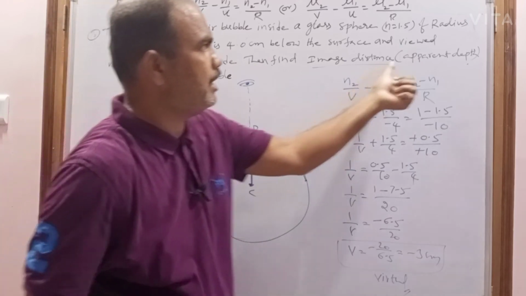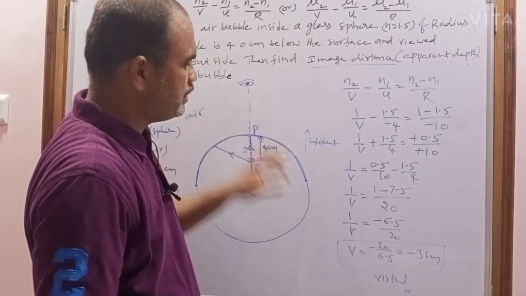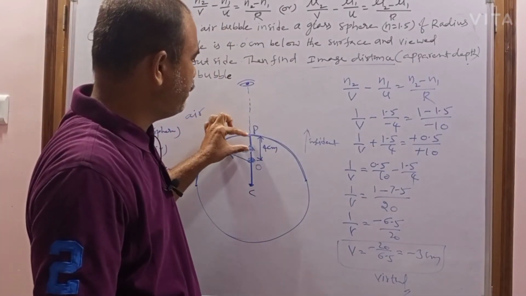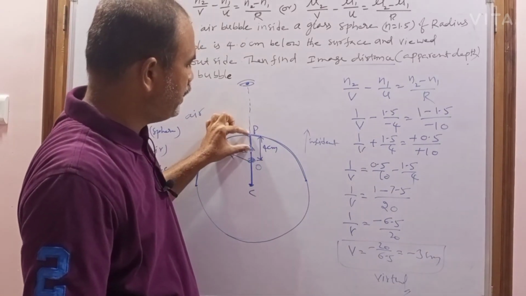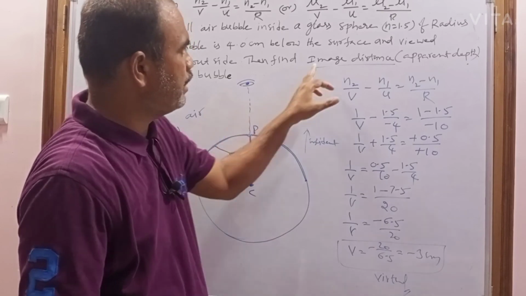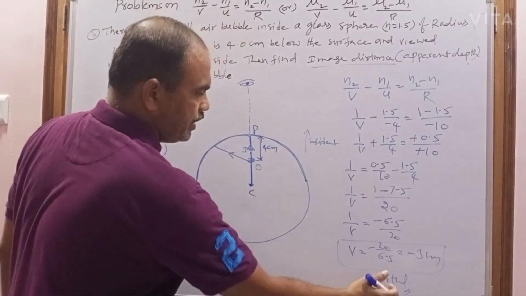So this is the apparent depth. The actual depth is 4, but for this person the distance is 3. This is the apparent depth and this is the real depth. The apparent depth is 3 centimeter and the real depth is 4. So this apparent depth can be called here the image distance. But why is it called virtual?